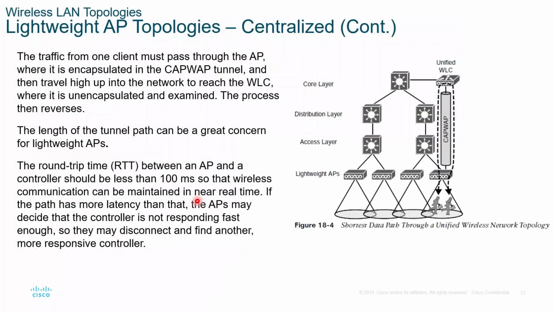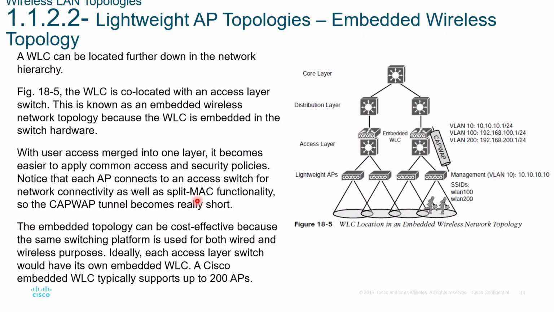And then you go ahead with the embedded. Now, in the embedded, there is a switch hardware, so in the switch hardware itself you have the WLAN controller, and from the switch it will send to the AP. With user access merged into it, it becomes easier to apply commands, and notice that it can be located at the access layer.